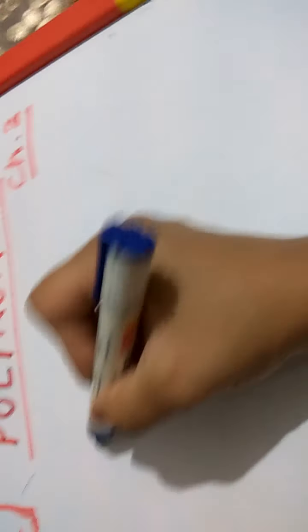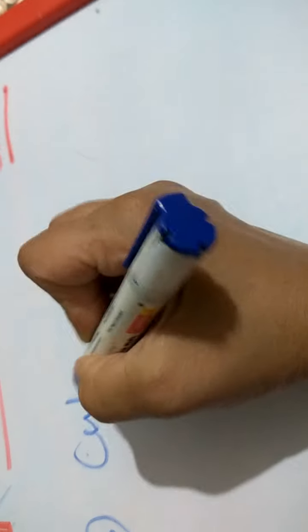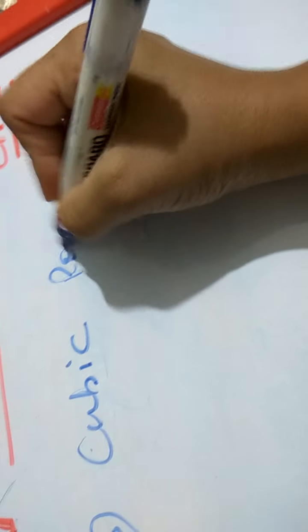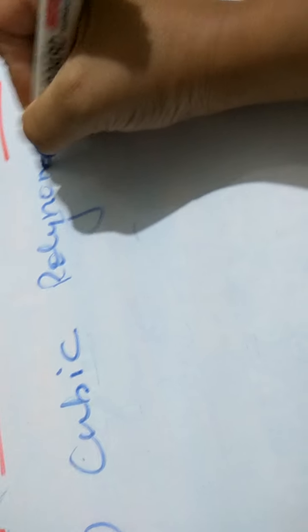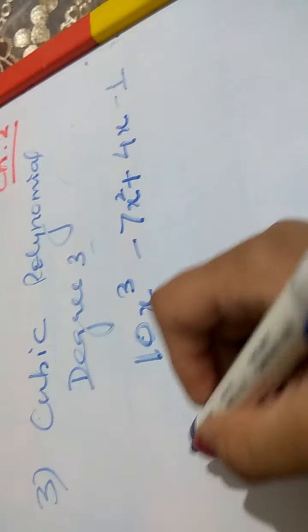Then we have a cubic polynomial. A cubic polynomial, as the name suggests, has degree 3. An example can be 10x cube minus 7x square plus 4x minus 1. So the degree of this polynomial is 3, so it is called a cubic polynomial.